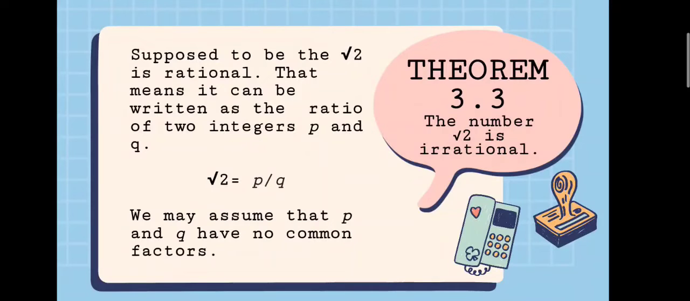Hello everyone, this is Perales, and let's proceed to the last theorem, which is Theorem 3.3, or the Pythagoras theorem. The number square root of 2 is irrational. Suppose the square root of 2 is rational. That means it can be written as the ratio of two integers p and q. So, square root of 2 is equal to p over q. We may assume that p and q have no common factors.